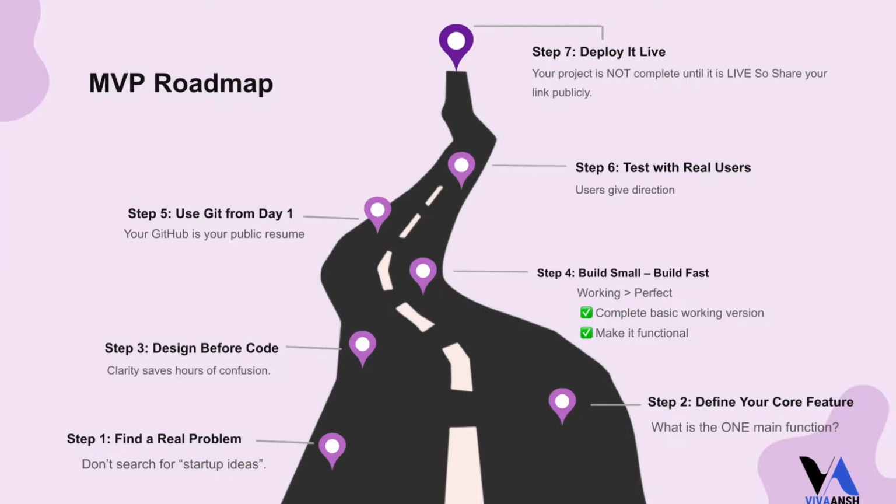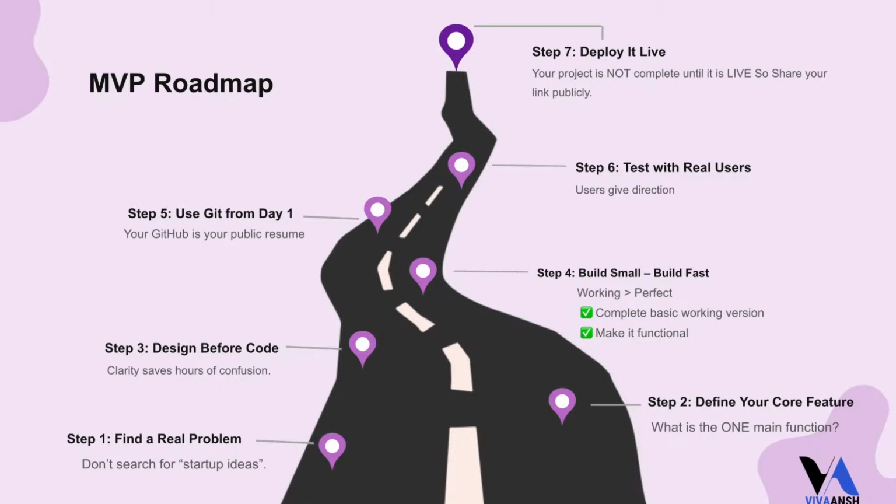Sir, I think we can move on to the topic now. Yeah. Now, see, here I have a scenario. You will see the roadmap with 7 stages. Firstly, find the real problem, then define the core features before building. Then I will explain each and every one. The third step is design before the code.